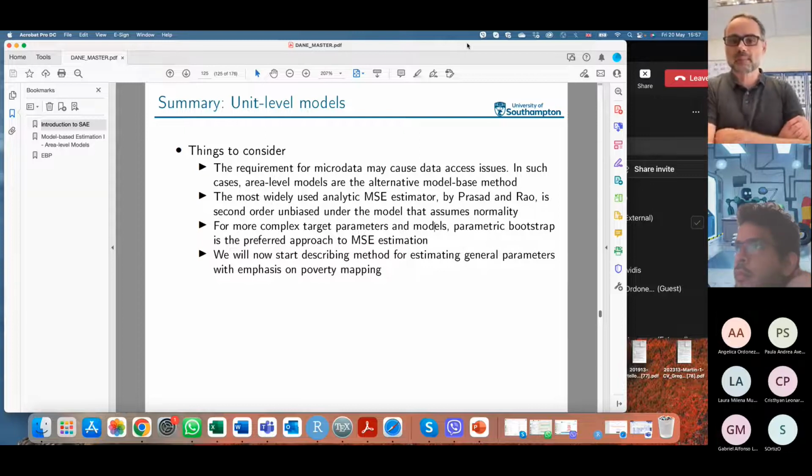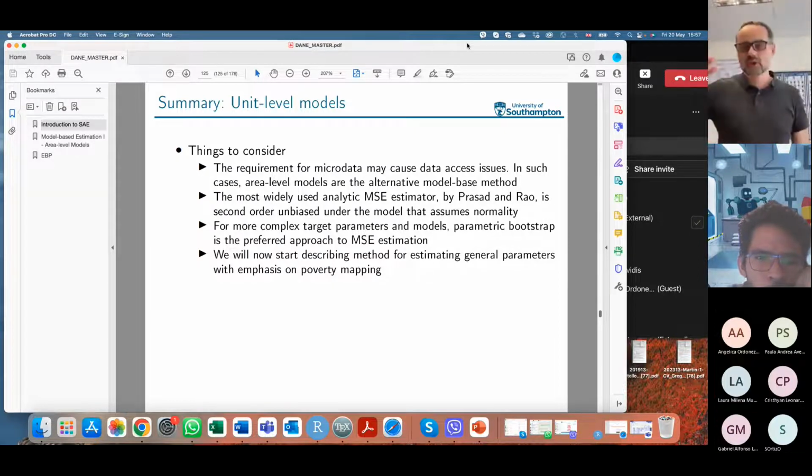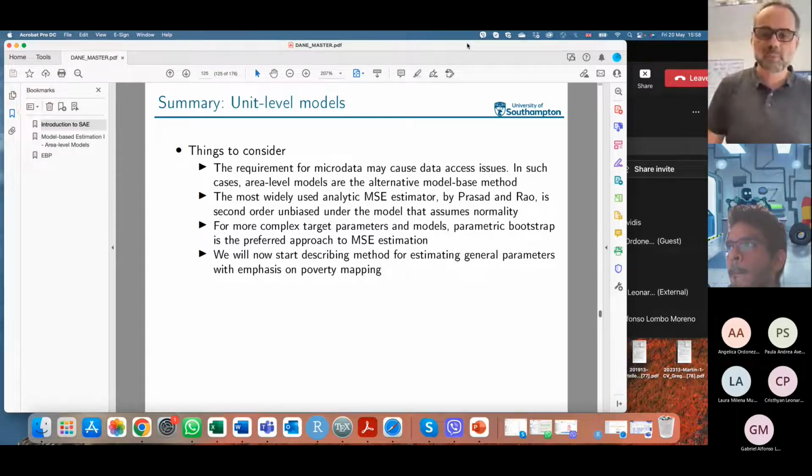For more complex target parameters and models, the standard way of estimating the mean squared error will be parametric bootstrap, as we will see. And what we're going to do now is start describing methods for estimating general parameters, and the emphasis will be on poverty mapping. So we're no longer going to estimate small area means. Small area means will be a byproduct of the poverty mapping methods because there will be a standard output, but on top of that, you will be able to estimate other more general parameters.